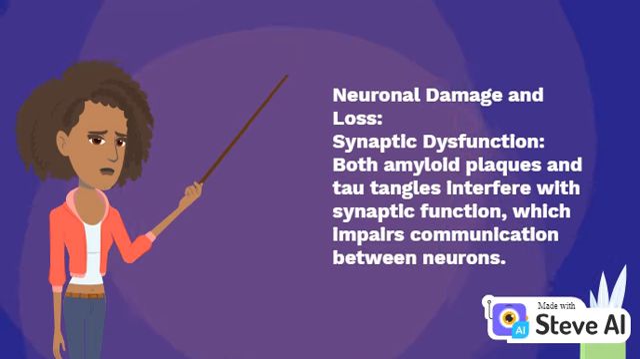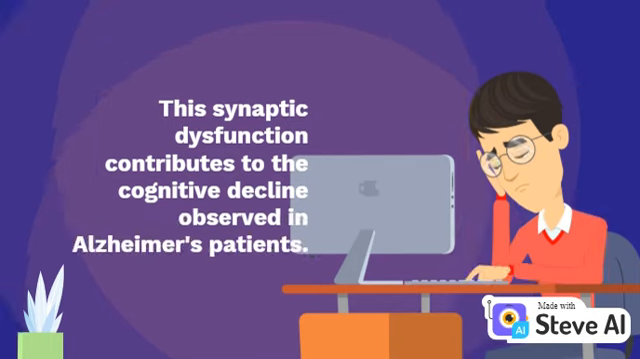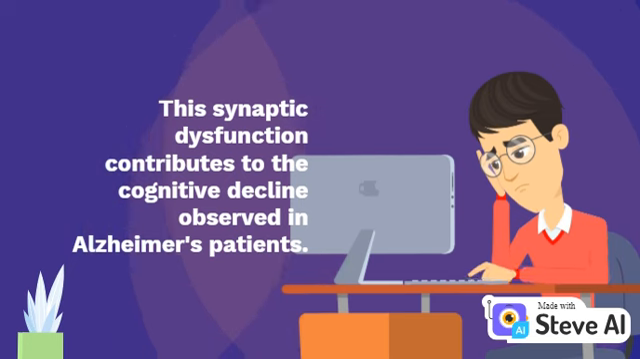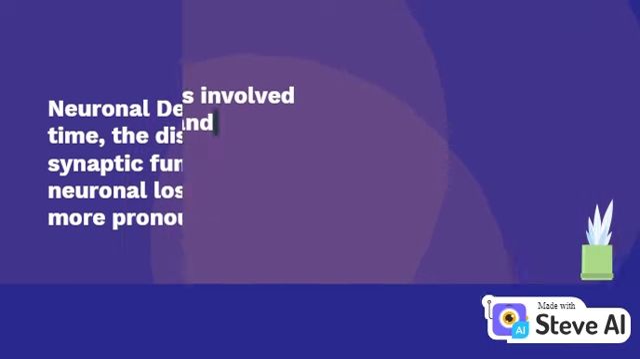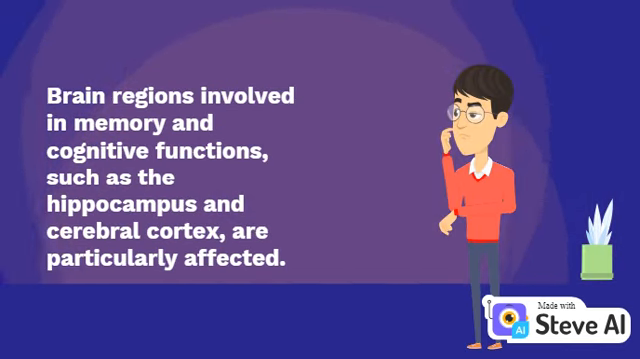Neuronal damage and loss. Synaptic dysfunction. Both amyloid plaques and tau tangles interfere with synaptic function, which impairs communication between neurons. This synaptic dysfunction contributes to the cognitive decline observed in Alzheimer's patients. Over time, the disruption of synaptic function and neuronal loss becomes more pronounced. Brain regions involved in memory and cognitive functions, such as the hippocampus and cerebral cortex, are particularly affected.